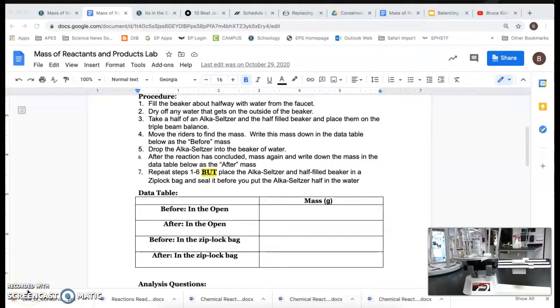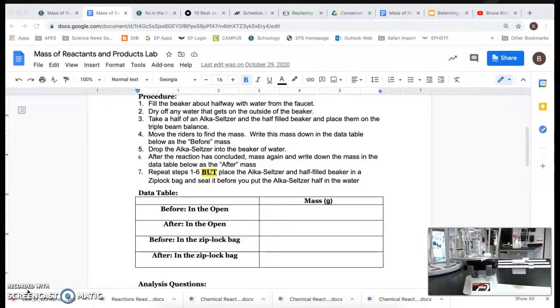All right, let's do the mass of reactants and products lab. Typically, I do this as a demonstration, so it's a lab that I just set up one setup and then just sort of do it so that everybody can get the data. I have done procedure steps 1, 2, and 3, and so here we go. The beaker is a little bit more than halfway, and I have a full Alka-Seltzer tablet.